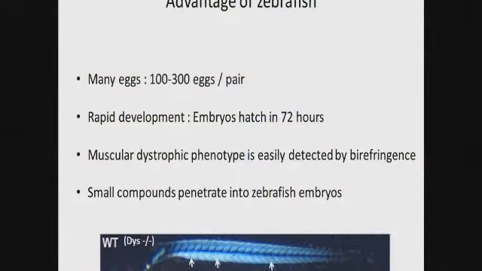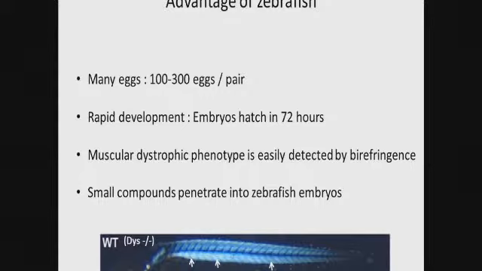So why would we want to use zebrafish? Well, we can generate huge numbers of animals very quickly at very, very low cost as opposed to mice. These fish develop within 24 hours, and they're out of their egg sac, and they're starting to swim within 2 days post-fertilization. So development occurs extremely rapidly. Their muscular dystrophy phenotype, which I'm going to show you in a few moments, is easily detectable by an abnormality of the way polarized light shines through these transparent fish.